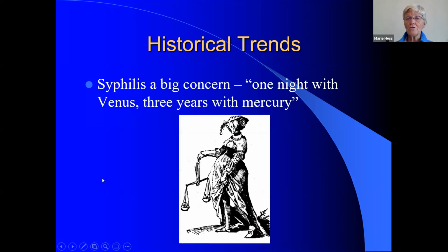Syphilis was a big concern. One night with Venus, 3 years with Mercury. Venus was your contact, and then it was treated with Mercury. The problem with that is that mercury is now considered to be a very poisonous metal. So they died from mercury poisoning, not from syphilis. So that didn't go well.